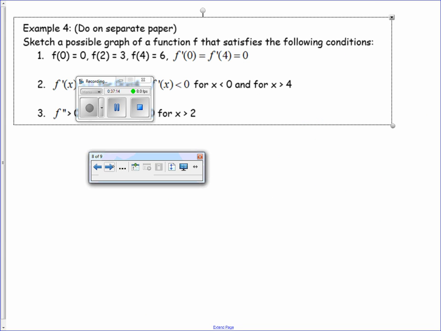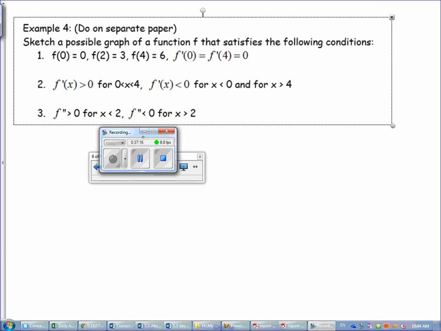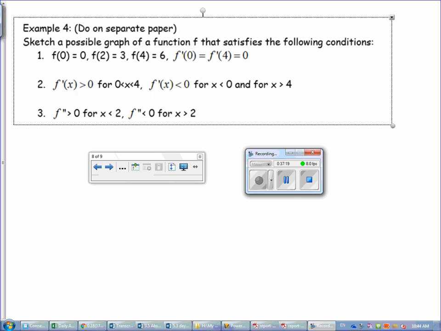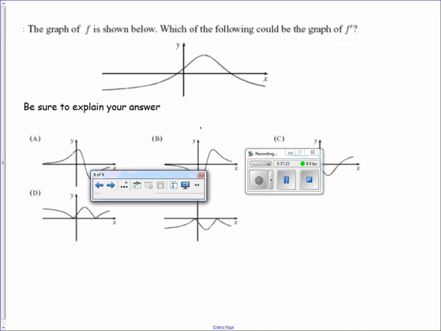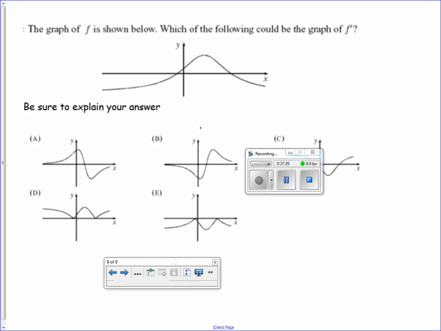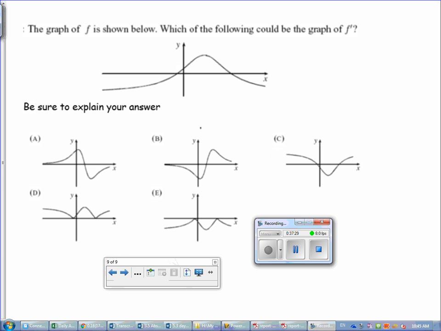All right, so last thing you need to do, this is homework, is you're going to do example 4. We'll talk about it when we come into class on Tuesday. We'll check it together. And then there's one AP multiple choice question below number 4 that I also want you to attempt, and we'll talk about these when we return.